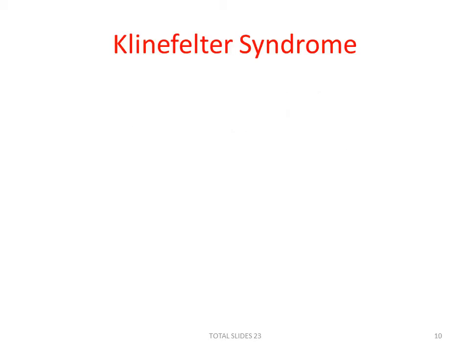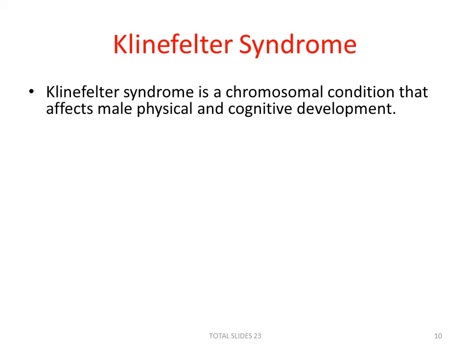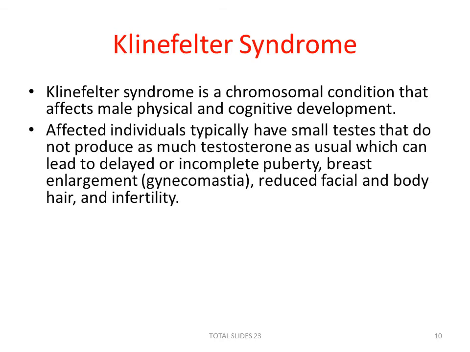Now, the second example of numerical abnormality of the sex chromosome is Klinefelter syndrome. Klinefelter syndrome is a chromosomal condition that affects males' physical and cognitive development. Affected individuals typically have small testes that do not produce as much testosterone as usual, which can lead to delayed or incomplete puberty, breast enlargement, gynecomastia, reduced facial and body hair, and infertility.